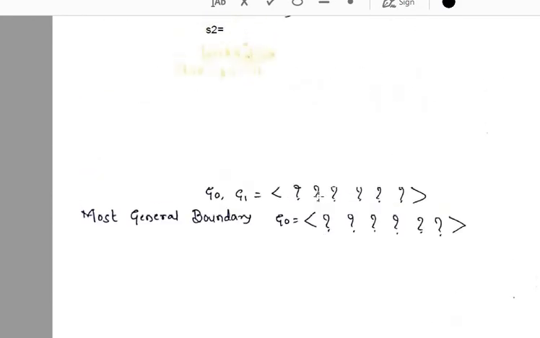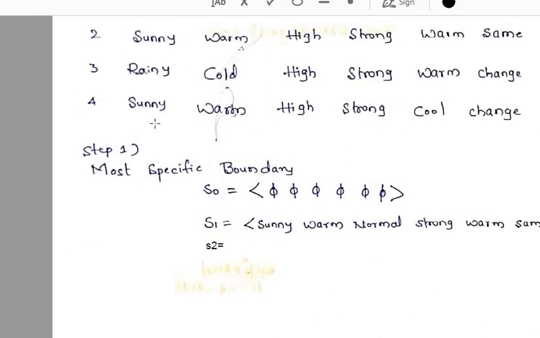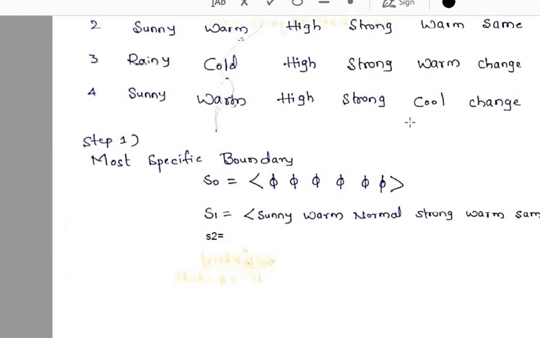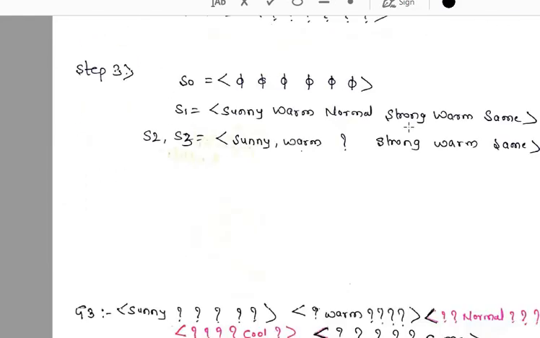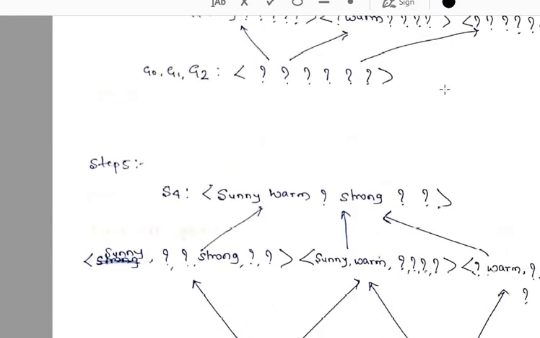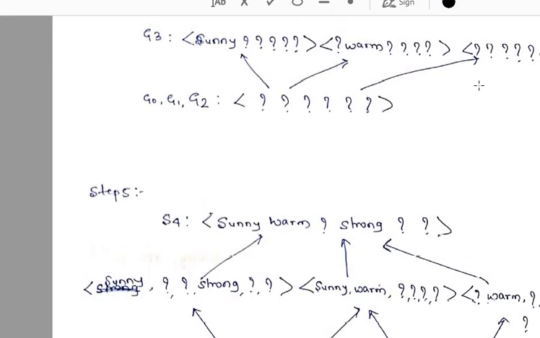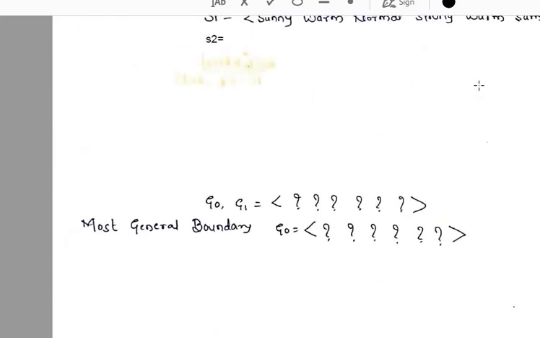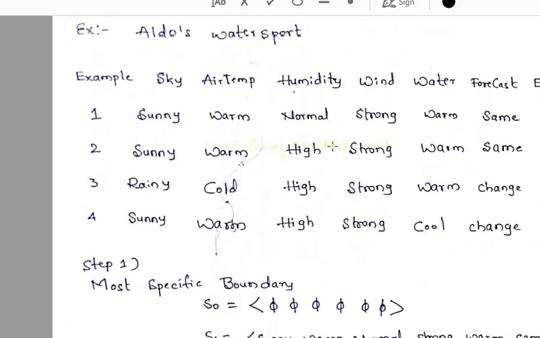So fourth example, sunny with question mark. The first attribute is okay, the question mark, warm, is okay again, and we have one more remaining. That is question mark and same. Let us check whether it is consistent with that or not. Question mark and change. Now look at this: previously it was same, now it is changed.